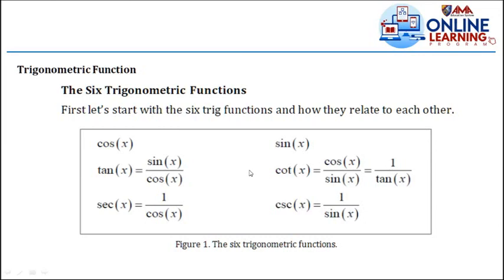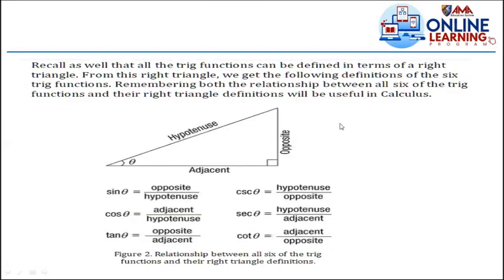Ku represents cosecant, hypotenuse all over opposite. Siya, secant, hypotenuse all over adjacent. Kau, cotangent is equal to adjacent all over opposite. So that's your 6 trigonometric functions.